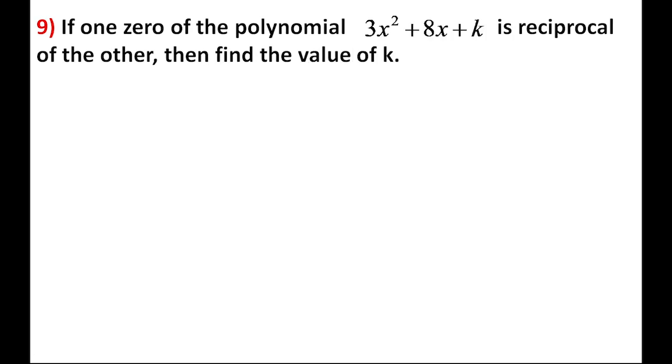If one zero of the polynomial 3x square plus 8x plus k is reciprocal of the other, then find the value of k. Here our polynomial is 3x square plus 8x plus k, and I told coefficient of x square must be 1.